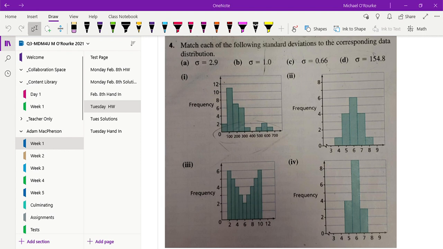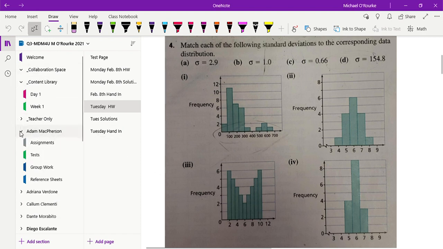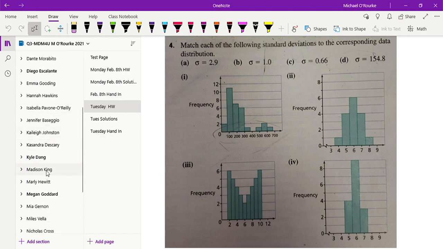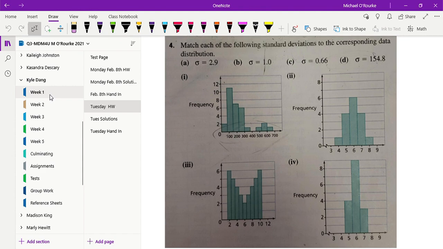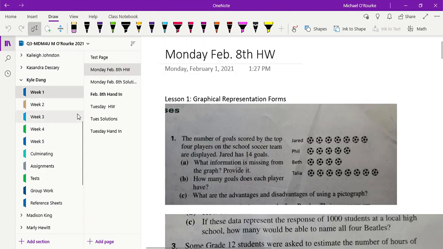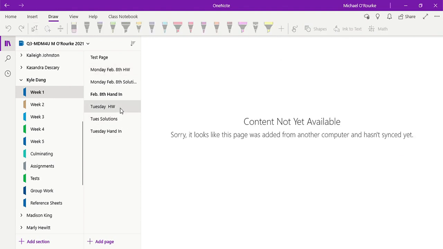I've got to answer questions here. I'm not seeing the homework on OneNote. Let me go to your folder. File, week 1, Tuesday homework. Oh, content not available.